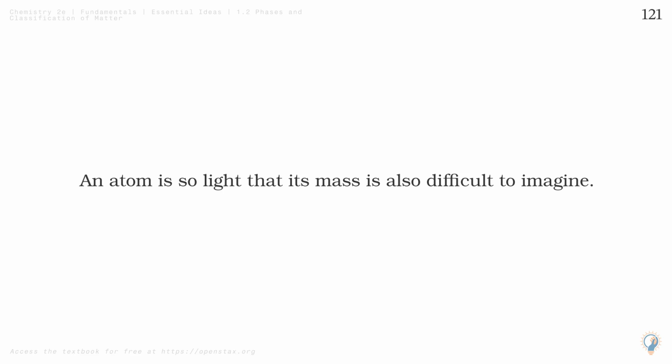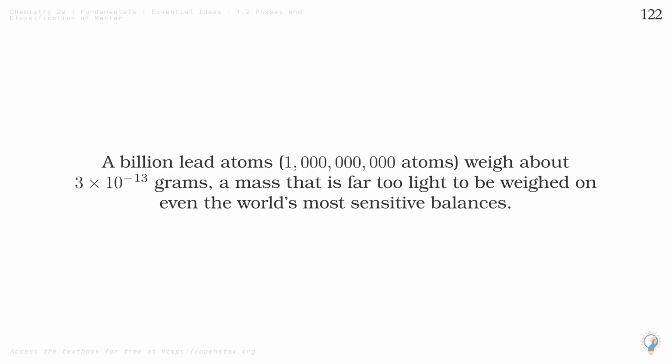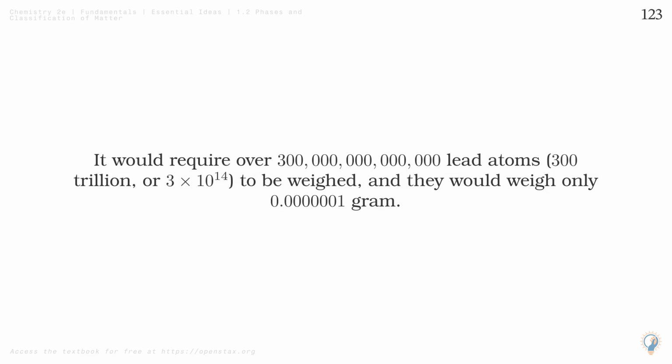An atom is so light that its mass is also difficult to imagine. A billion lead atoms, 1 billion atoms, weigh about 3×10^-13 grams, a mass that is far too light to be weighed on even the world's most sensitive balances. It would require over 300 trillion lead atoms, or 3×10^14, to be weighed, and they would weigh only 0.000000001 gram.